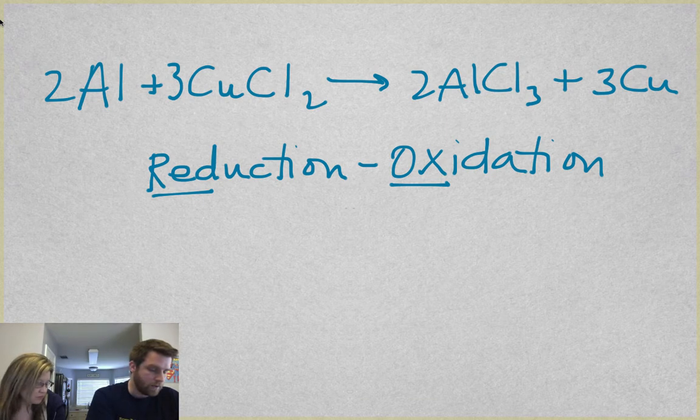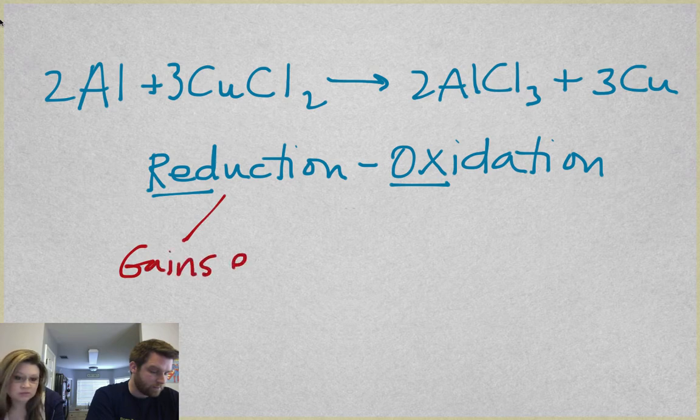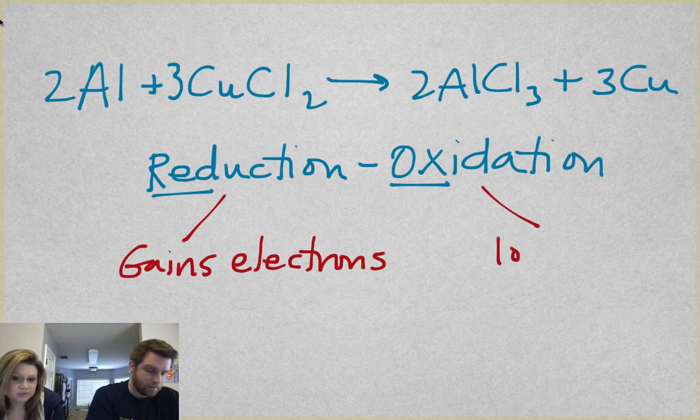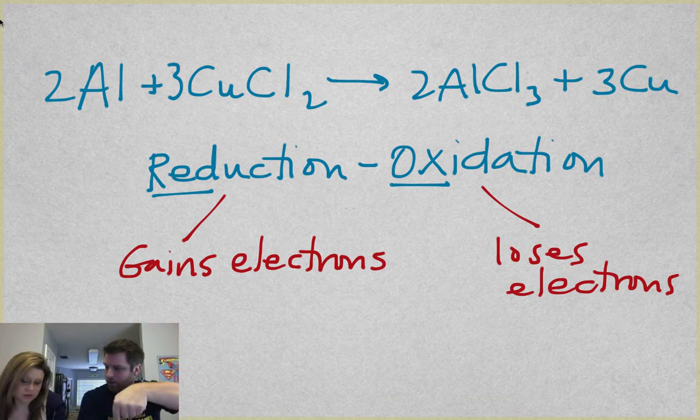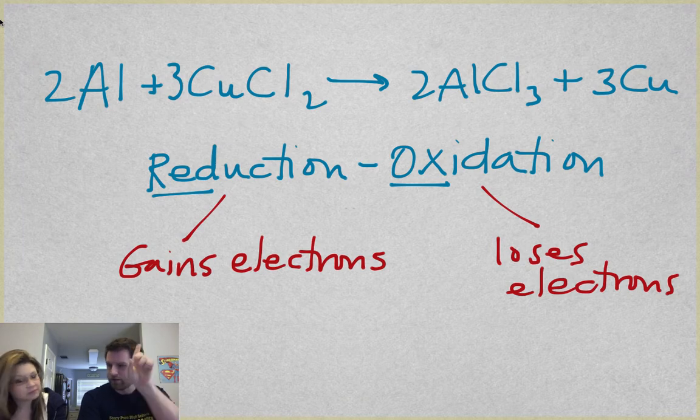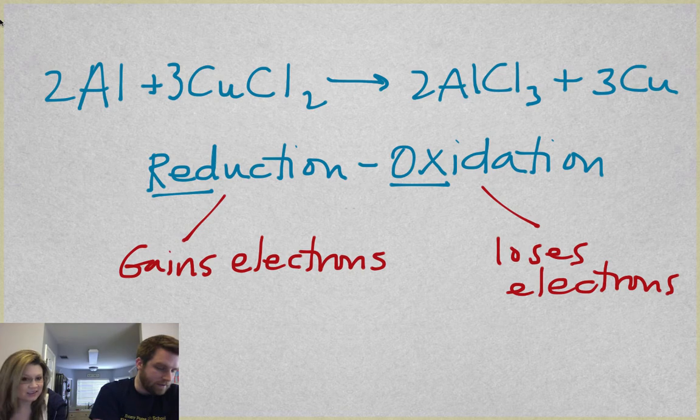Awesome. So what we have to know is that something that is reduced gains electrons, and something that is oxidized loses electrons. I'm going to give you a mnemonic that you can use later on in the video. If something gains electrons, its oxidation number goes down. If something loses electrons, its oxidation number goes up. Let's then look at this reaction.